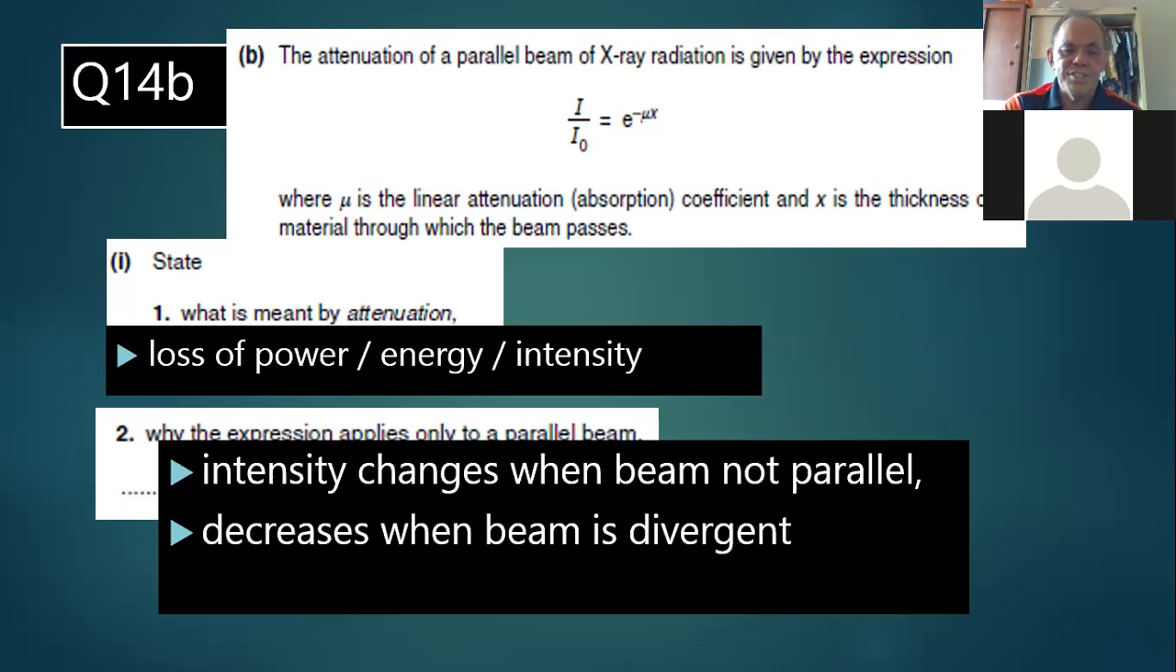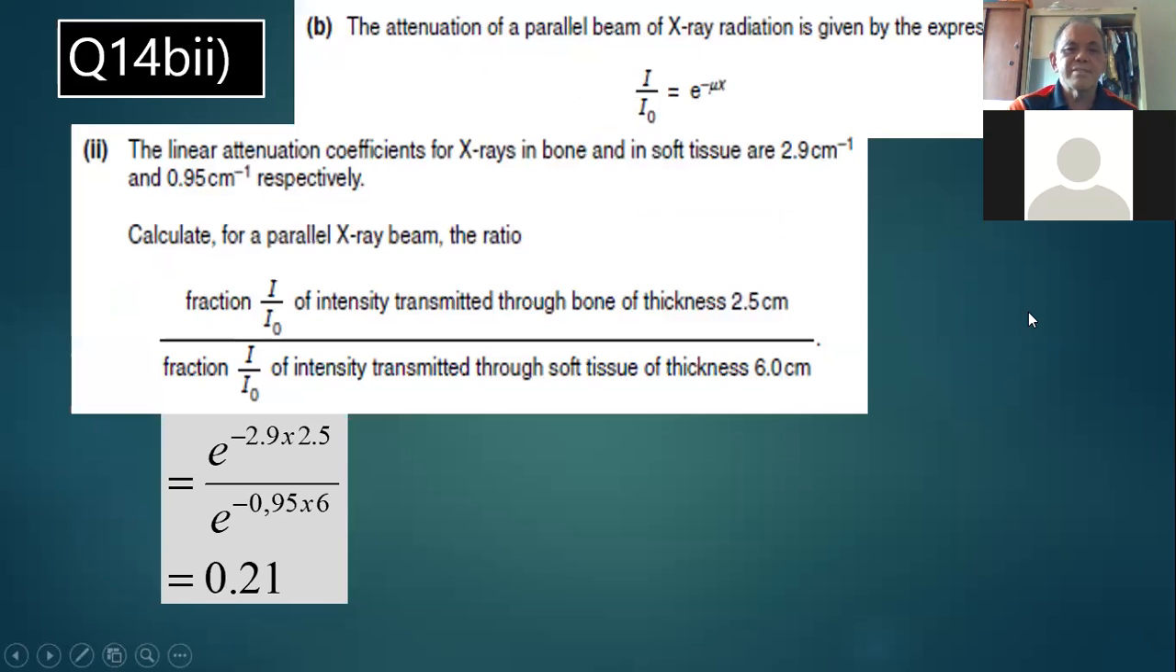Intensity decreases when the beam is divergent, because the photons have to travel different distances. Using the formula from before: the linear attenuation coefficient for X-ray in bone is 2.9 and in soft tissue is given. Calculate, for the X-ray beam, the fraction of intensity transmitted through 2.5 cm of bone, and then transmitted through soft tissue of thickness 6.0 cm.